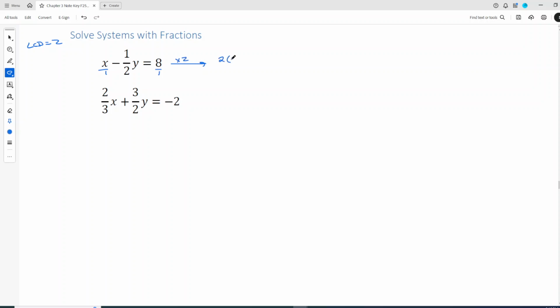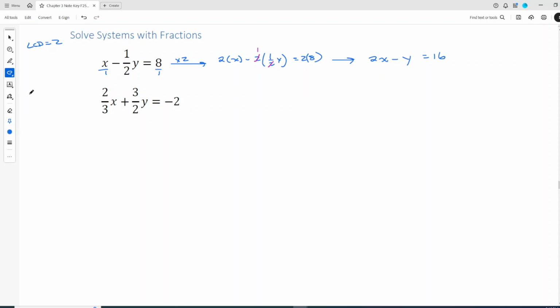So I'm going to take 2 times the x minus 2 times 1 half y is equal to 2 times 8. And I do this purely for the fact that I have this one fraction where I want to go 2 divided by 2 is 1. That would leave me with an equation that's 2x minus y is equal to 16.